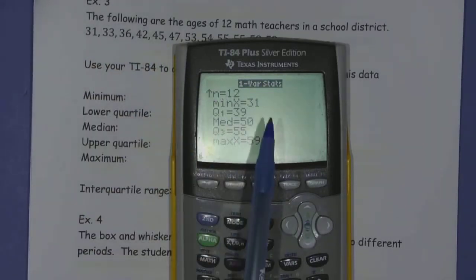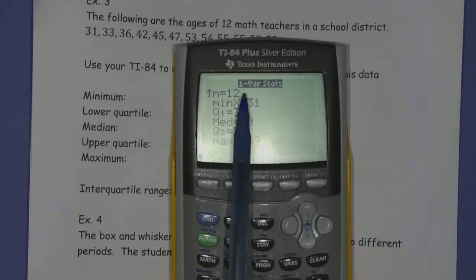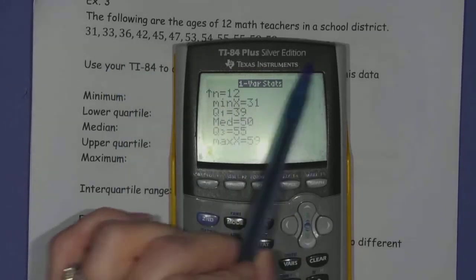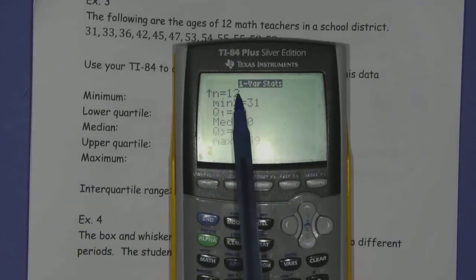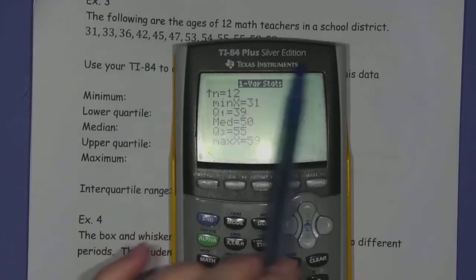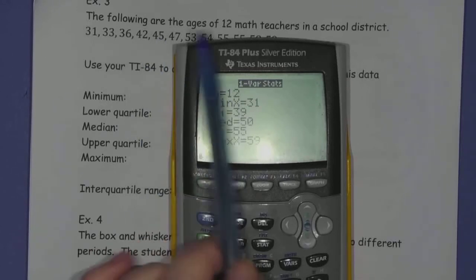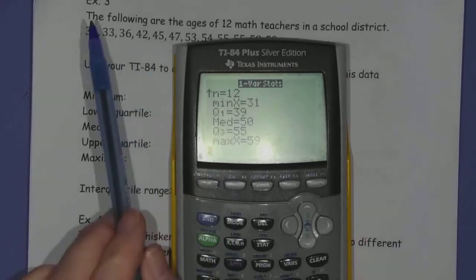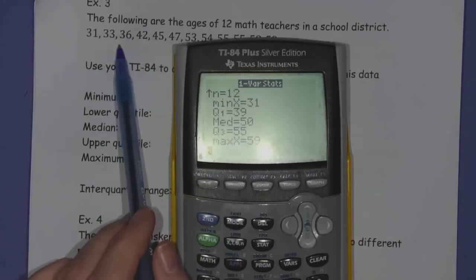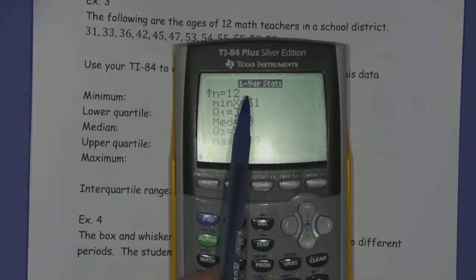Now, what the n equals 12 means is that you inputted 12 items. That is true. We had 12 math teachers and their ages. I'd like you to verify that because sometimes if you make a typo when you're doing data entry, if this said 13, then you would know, uh-oh, I didn't enter this correctly. So always cross-check this number with the numbers that you put in. The rest of this is your 5-number summary.